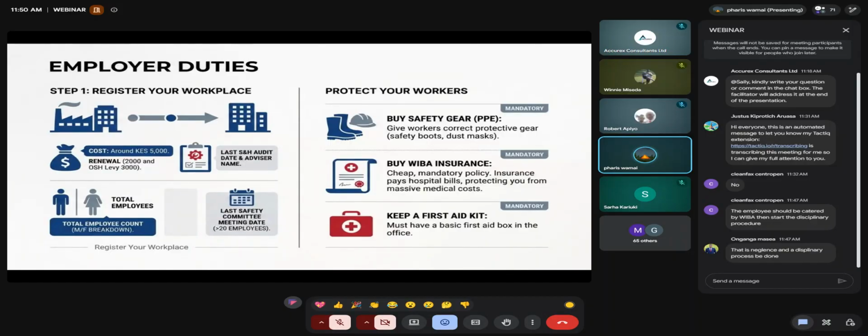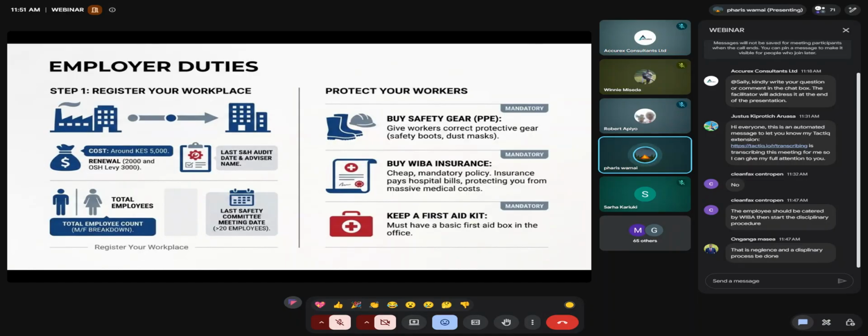Number two, find out if he or she was trained to use that machine. Again, find out if this person had all the necessary PPEs. So that is the first thing you need to do, as you rush this person to hospital. Maybe you can have other people who are establishing the facts about the incident.